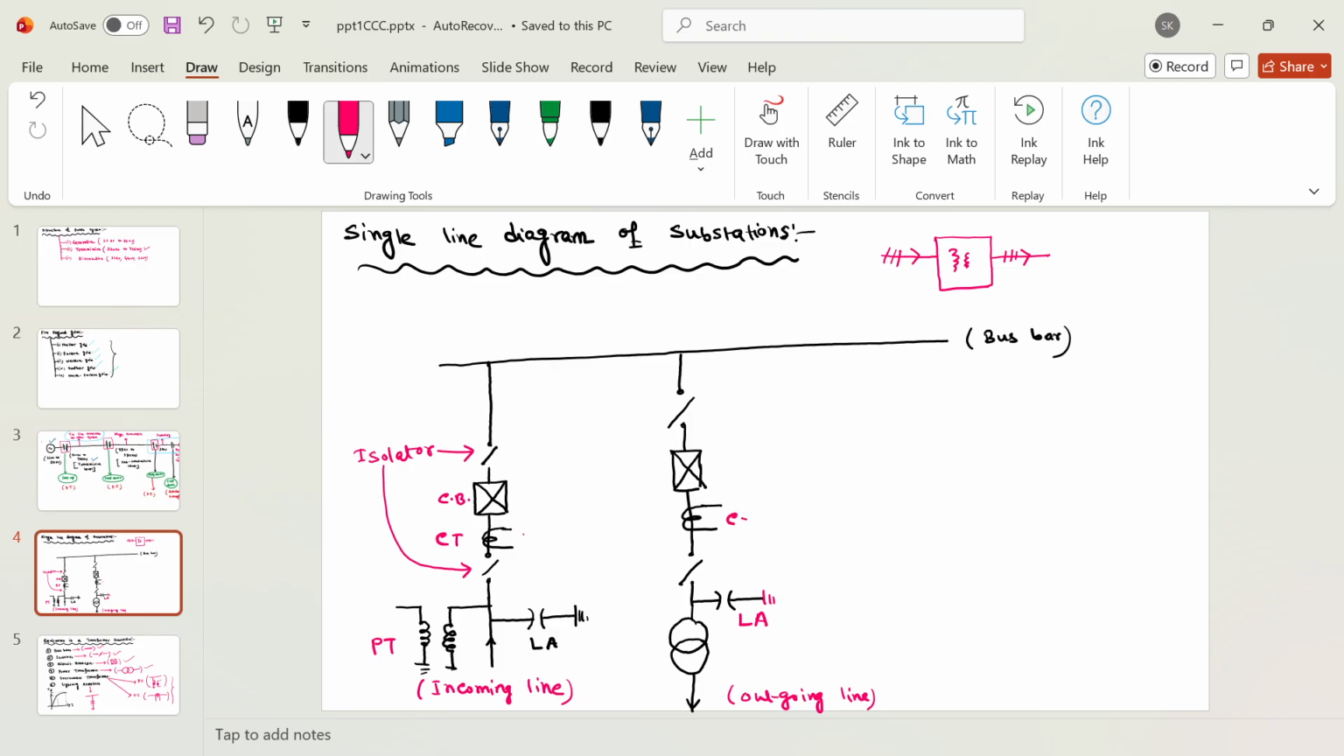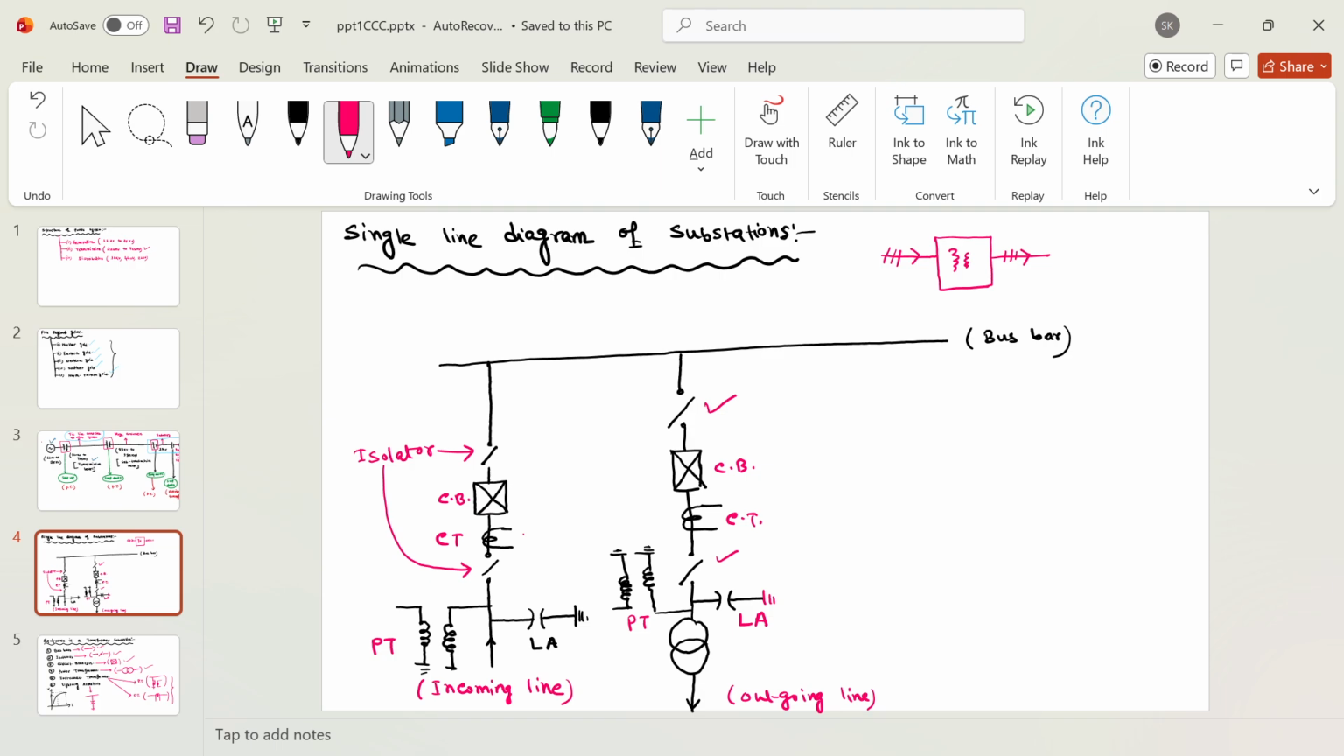And this is CT, and this circuit breaker requires the output from a potential transformer also. So you'll be having one more potential transformer here. There will be another potential transformer PT and CT, and these are the isolators. So this is how there will be one incoming line and there will be an outgoing line. This is the basic structure of a substation.